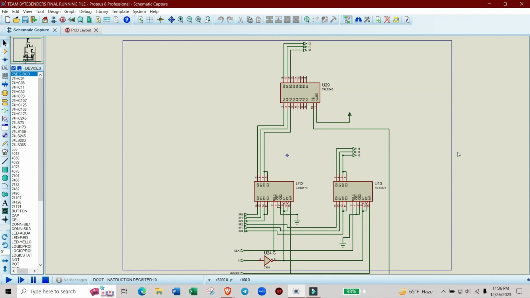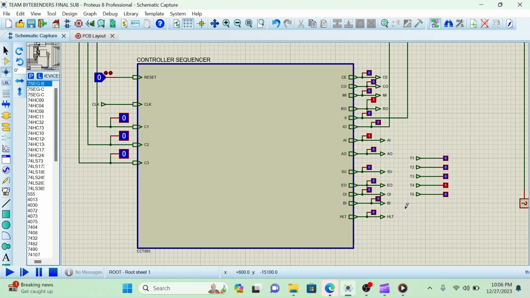74HC173 IC is used, which is a D register IC, to store and transfer the inputs. A buffer IC, 74LS245, is used to prevent the lower nibble from going into the bus until I/O is enabled. Instruction register input writes the current values of the bus into the register. Instruction register output sends the stored data onto the bus. Output pins are disconnected when AO is low.